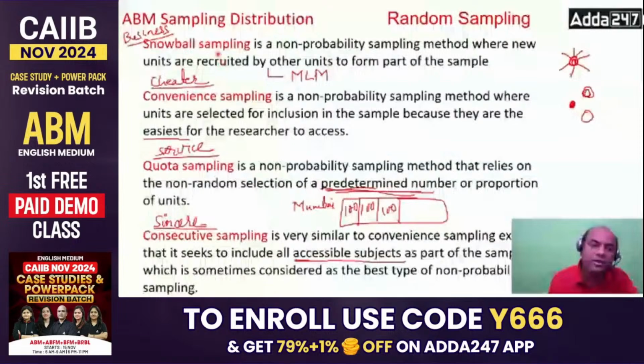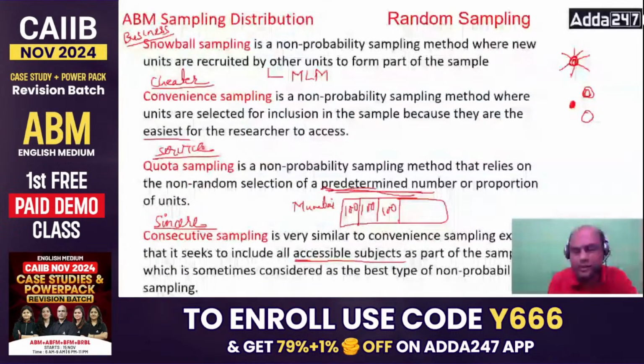Okay. So in the exam, again, I'm telling you, snowball will be the question for you, and I think quota sampling will also be a question for you. Snowball and quota. Convenience is simple, consecutive is simple. These two are simple. These two are difficult, quota and snowball. So these two will be the questions.